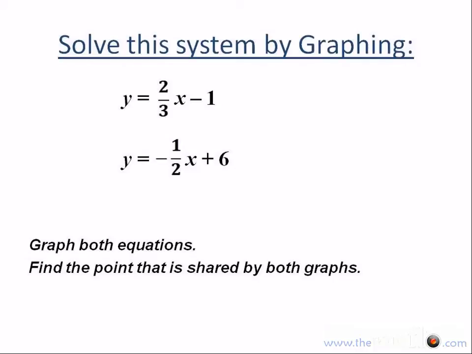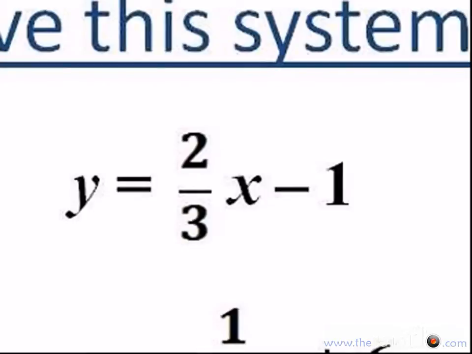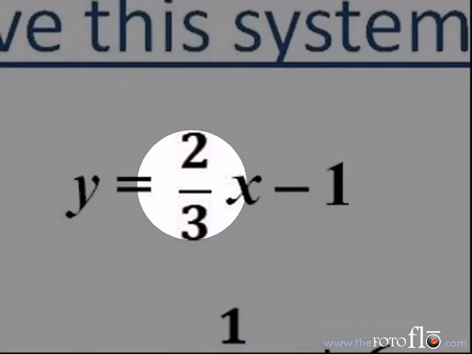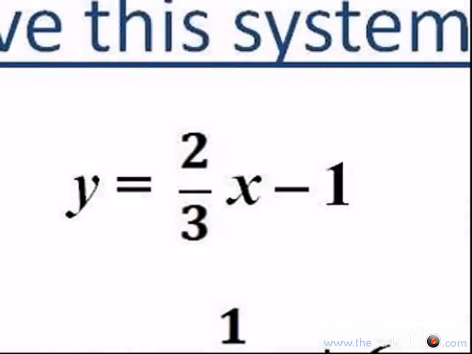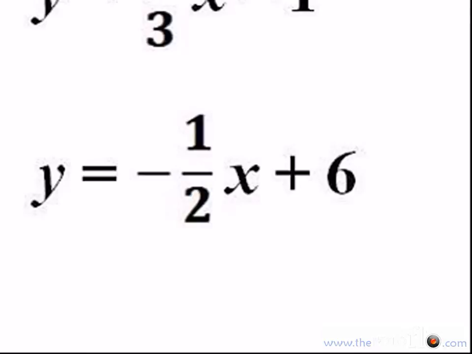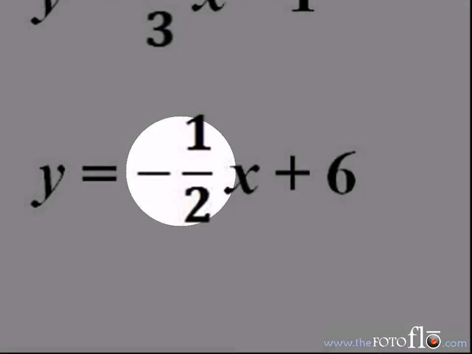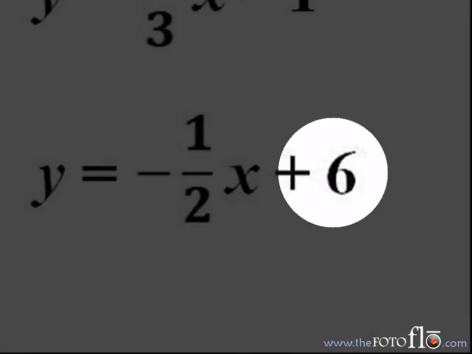Recall that any point on the graph of an equation is a solution of that equation. Therefore, any point that is shared by both graphs is a solution for both equations. Fortunately for us, both of these equations are in slope-intercept form, so we can quickly determine the slope and y-intercept. The first equation has a slope of 2/3 and a y-intercept of -1. The second equation has a slope of -1/2 and a y-intercept of 6.